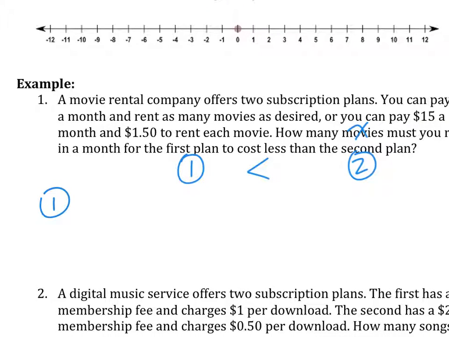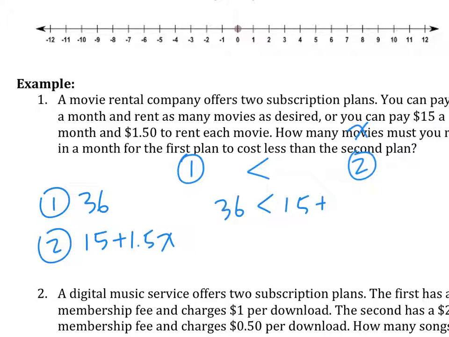Well, what is the first plan? $36, as many movies as you want, right? What's the second plan? $15 and then $1.50 for each movie. How do you write and then $1.50 for each movie? Plus 1.5x. Yes. So essentially, you can see that you decipher the entire question. It's 36 less than 15 plus 1.5x. That's exactly what they want you to solve.